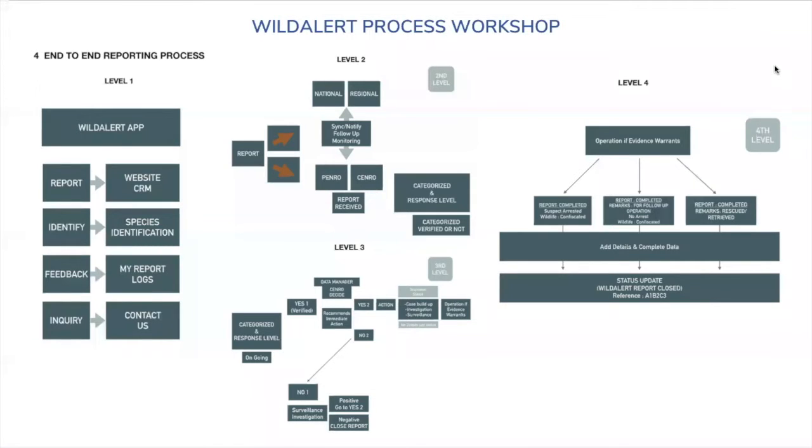The result of that wildlife process workshop are the following. We identified four end-to-end reporting process or four levels. And number one, we identified the main functions of the WildALERT app, which are to report, identify, send feedback, and inquiry. When you report, all the reports go to website CRM. And when identifying species, it will go to our filtering system, which will be the species identification function, wherein it will narrow down the selections based on the characteristics of the species you're trying to identify.